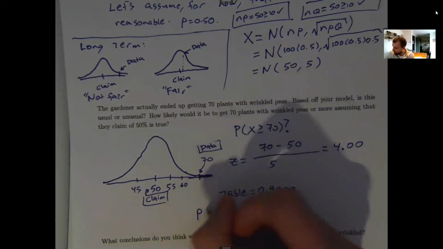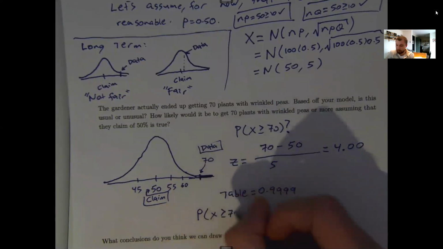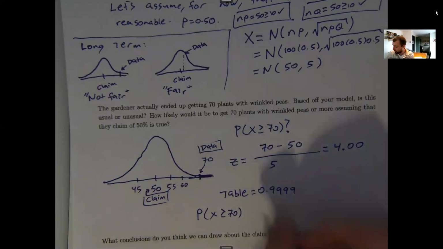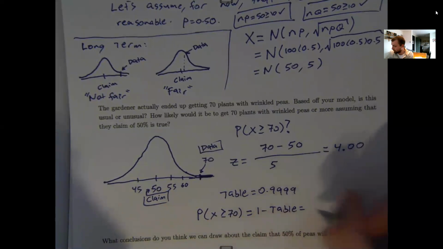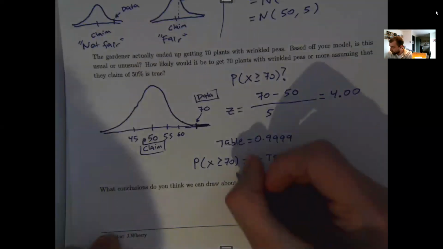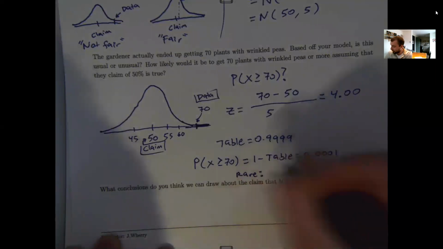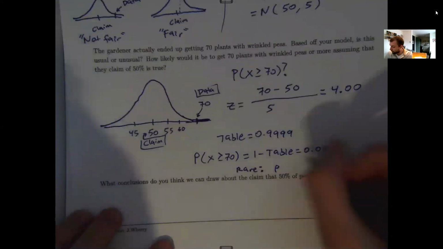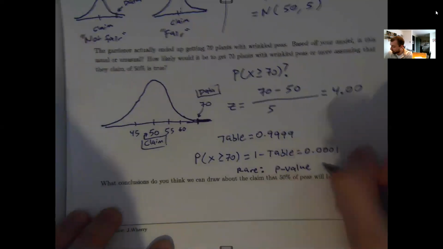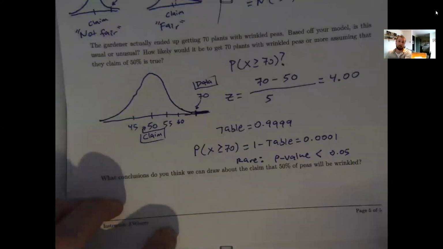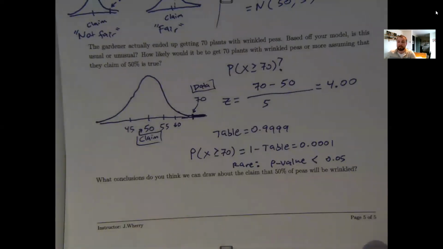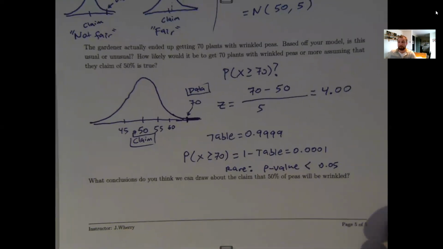Now my picture is 70 or more, it's shaded to the right. So my probability value, or my p-value, the likelihood of getting my sample data or more extreme here, is going to be 1 minus this table number. And if I do that, that gives me 0.0001, a really small number. In fact, as a definition, we say something is rare if the probability value that you get from a problem happens less than 5% of the time. So it would be remarkably rare to see 70 successes if they're telling me the truth.